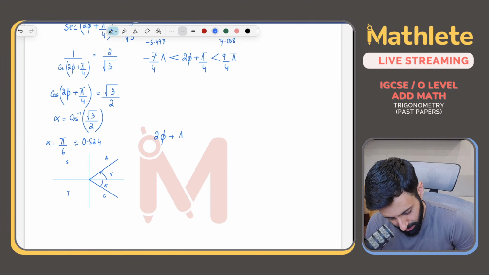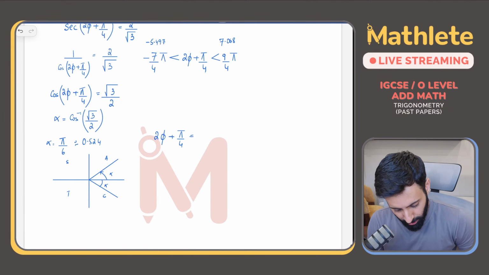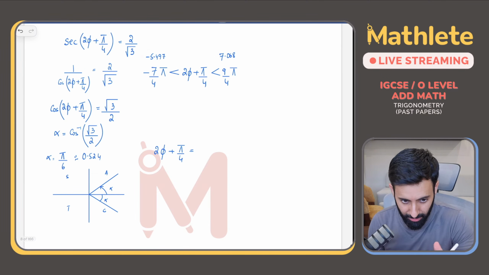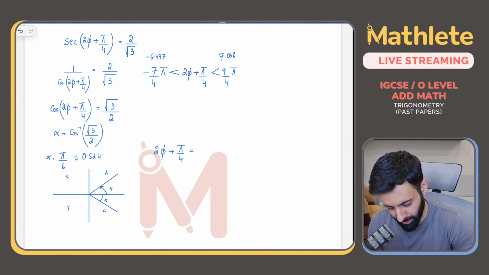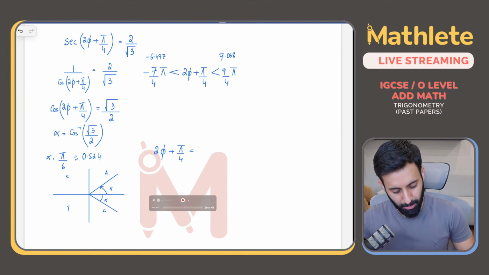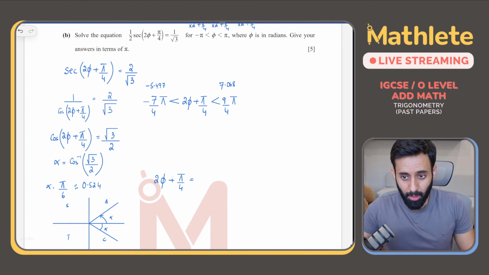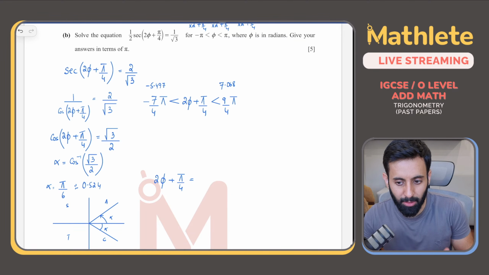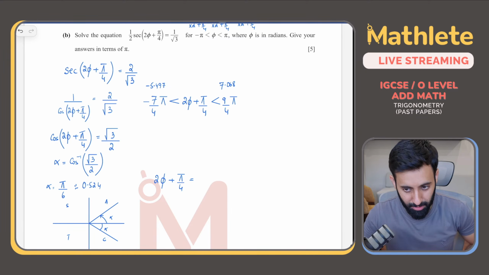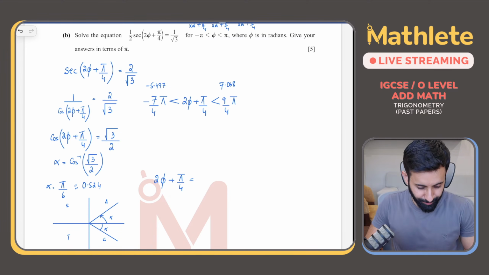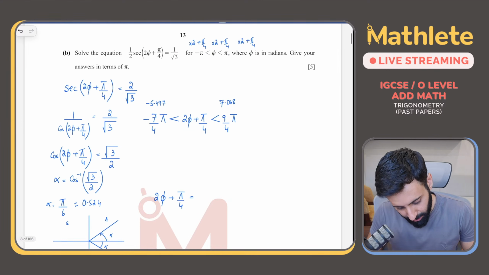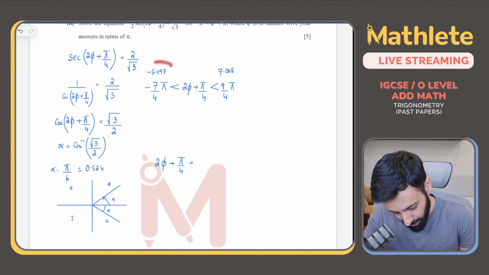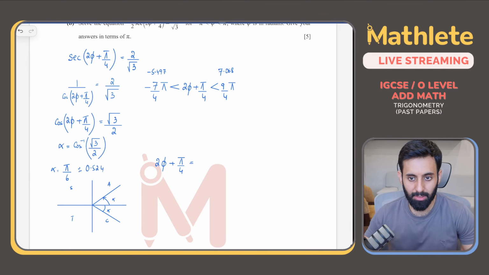I'm explaining this question. So 2 phi plus pi upon 4. Now, notice that the range goes on both sides. It goes on the negative side and on the positive side as well. Which means we will have to look at all the solutions. We'll have to go in a clockwise direction and in an anti-clockwise direction. So as per our range, it allows us to go in both the clockwise and anti-clockwise directions.